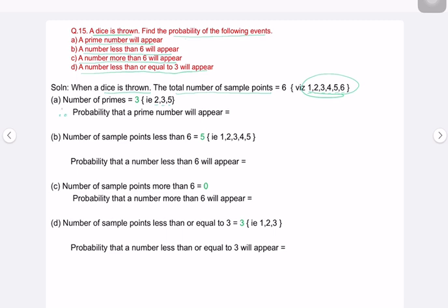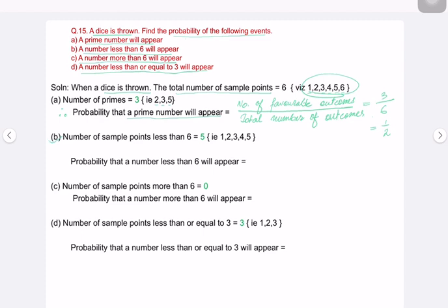And therefore, the probability that a prime number will appear. What is the formula? Number of favorable outcomes divided by total number of outcomes. So what is the answer? Number of favorable outcomes means the number of primes. There are 3. So 3 by, what is the total number of outcomes? 6. So the answer is 3 by 6. You can put it in the simplest form, 1 by 2.